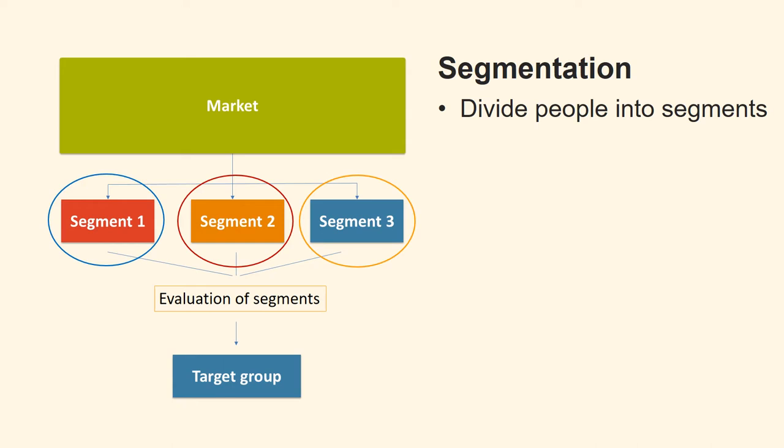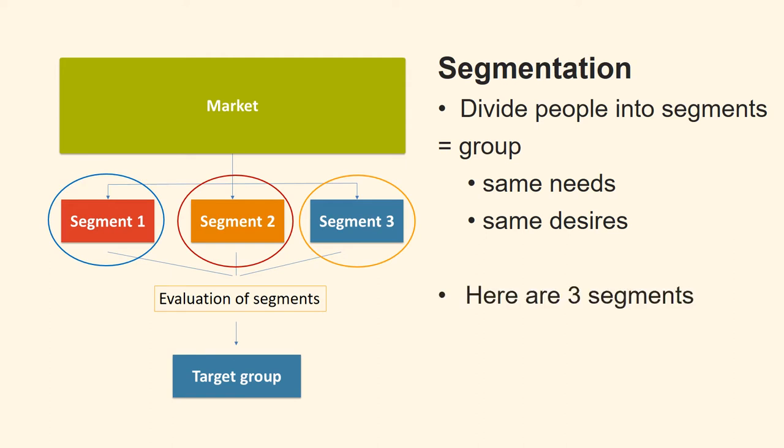When we have gone through all the variables of the three main categories, we can divide consumers into segments with similar requirements. The definition of a segment is a group of consumers who have the same needs and the same desires. It can be 3 segments, as here, or it can be many. We only consider customers in whom we have an interest.